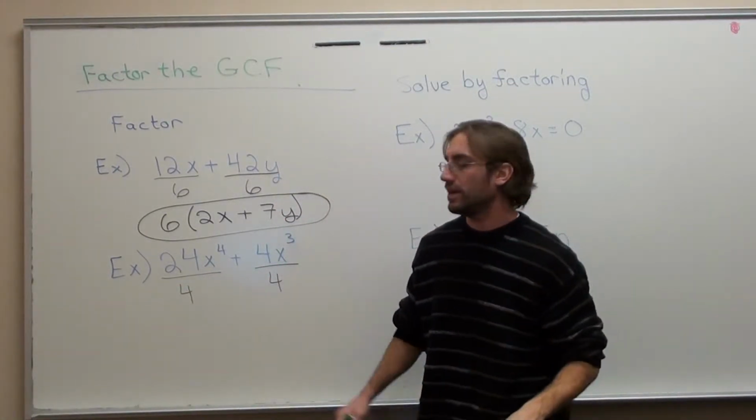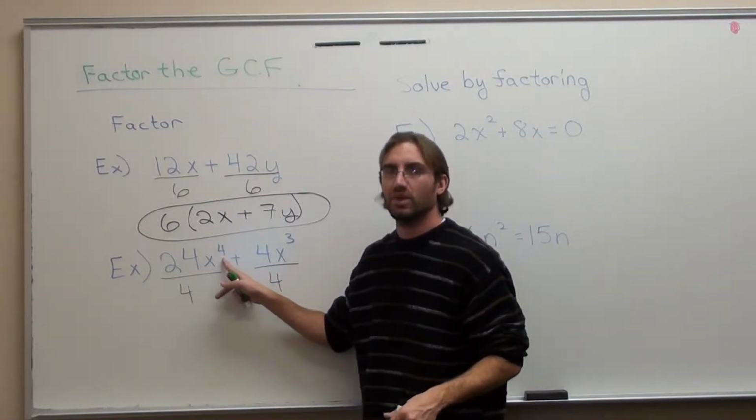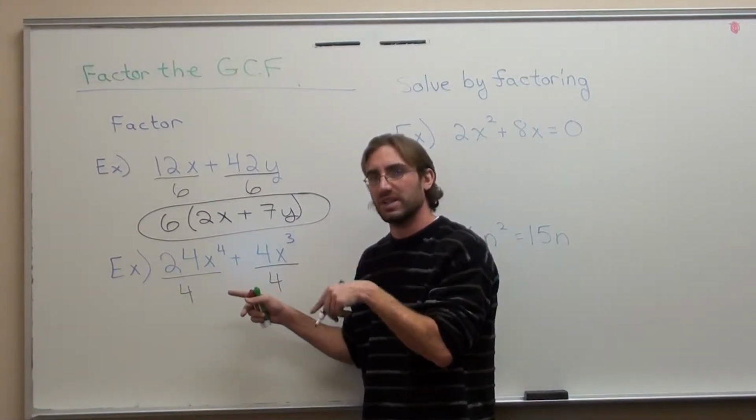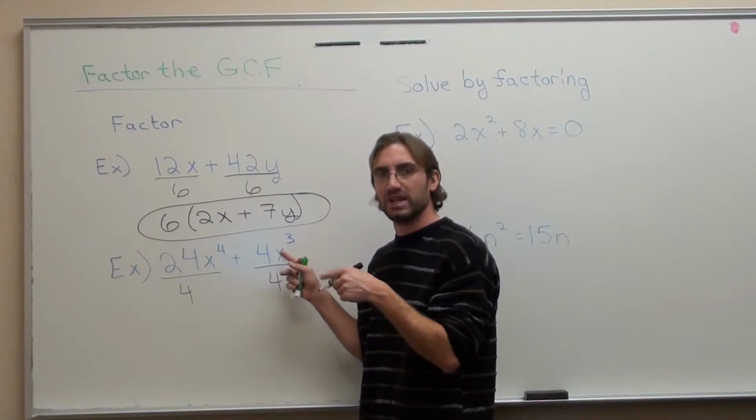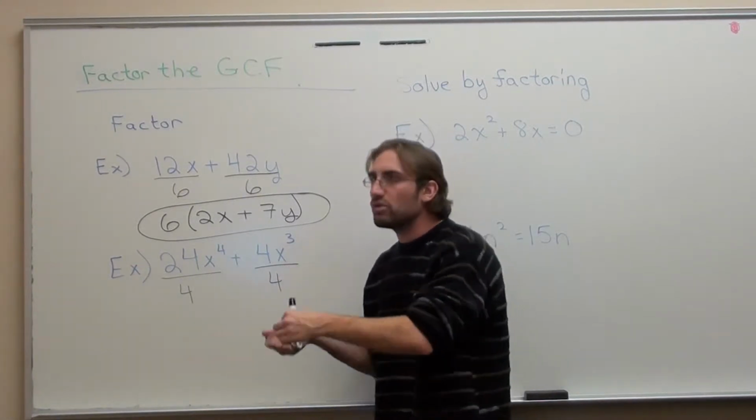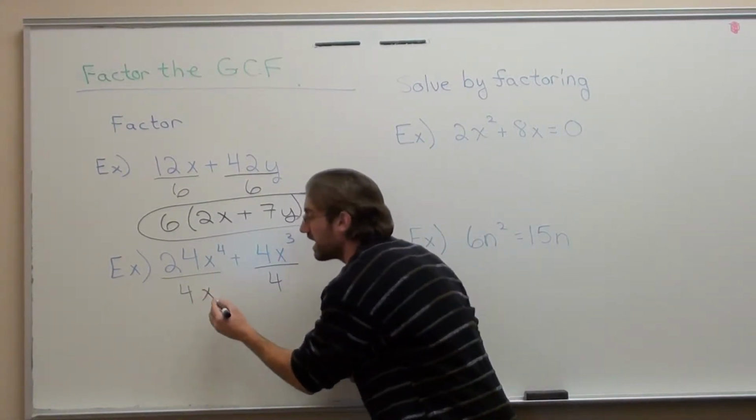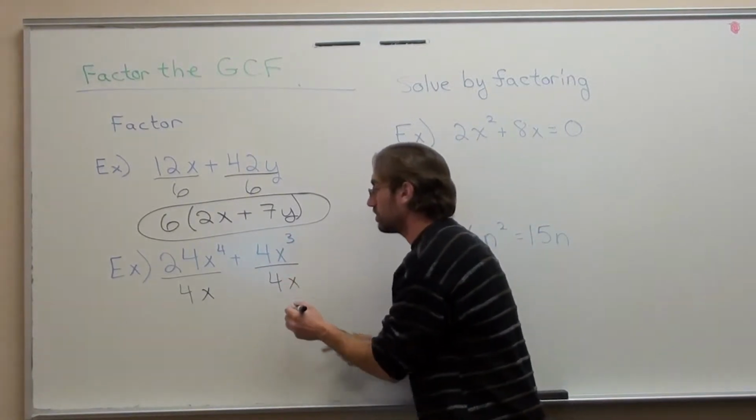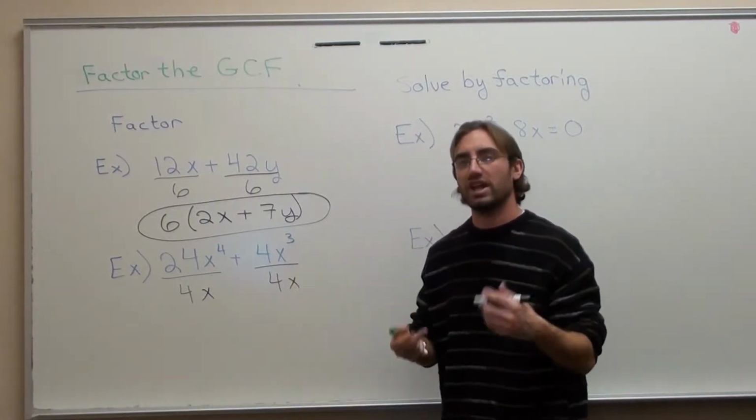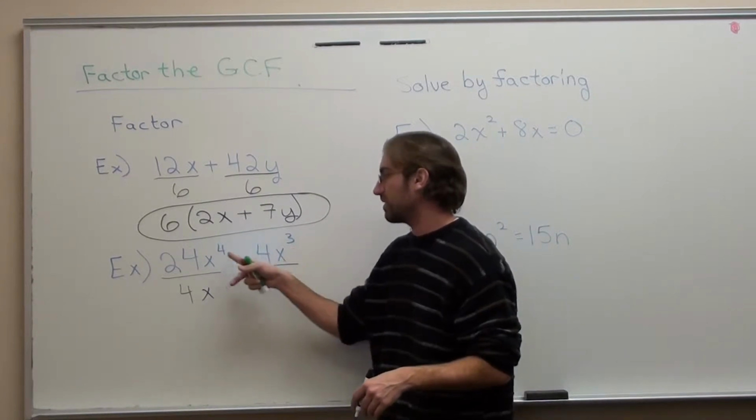But we're not done. This has 4 x's, well it's x to the 4th, x times x times x times x, and this has 3 x's, x times x times x. How many can you take out from each? Well, you can take out an x for sure from both of them. You can divide both terms by an x, but you can actually divide more than that. This has 3 of them, this has 4 of them.